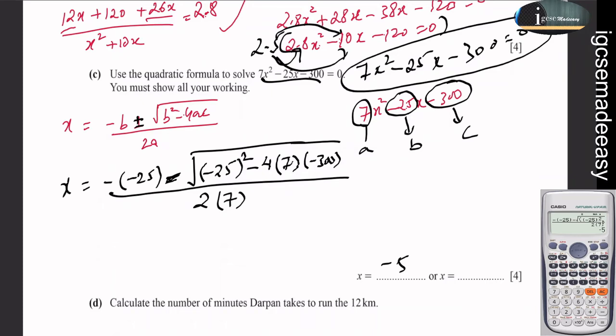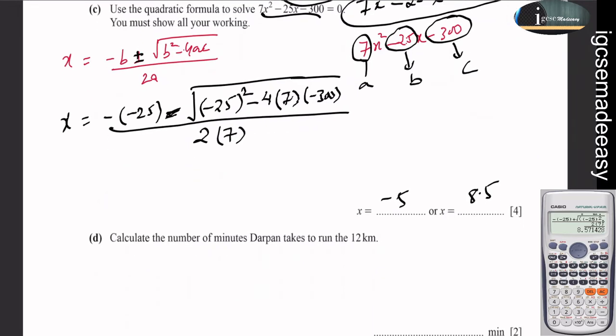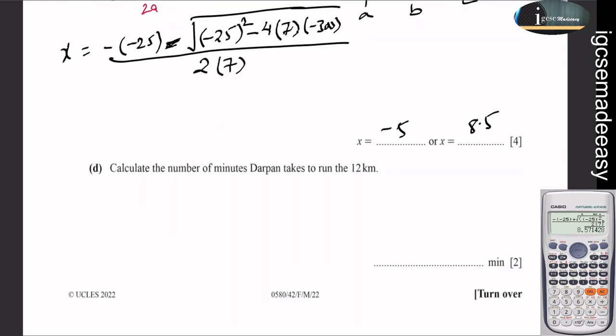The other value of x we can calculate by taking this sign as positive. Now we have to take this as plus. The answer is 8.5. When we take it as positive, it is 8.5, and when we take it as negative, the value of x is minus 5. So let's do part D.